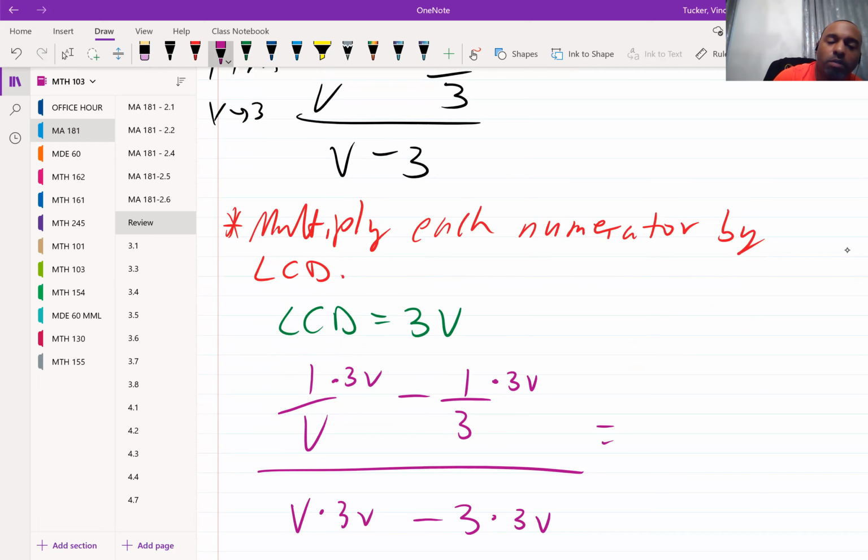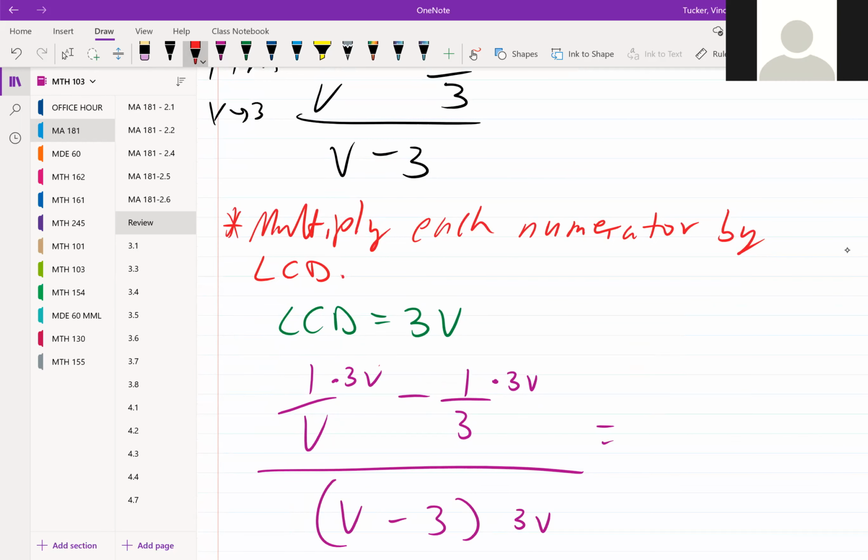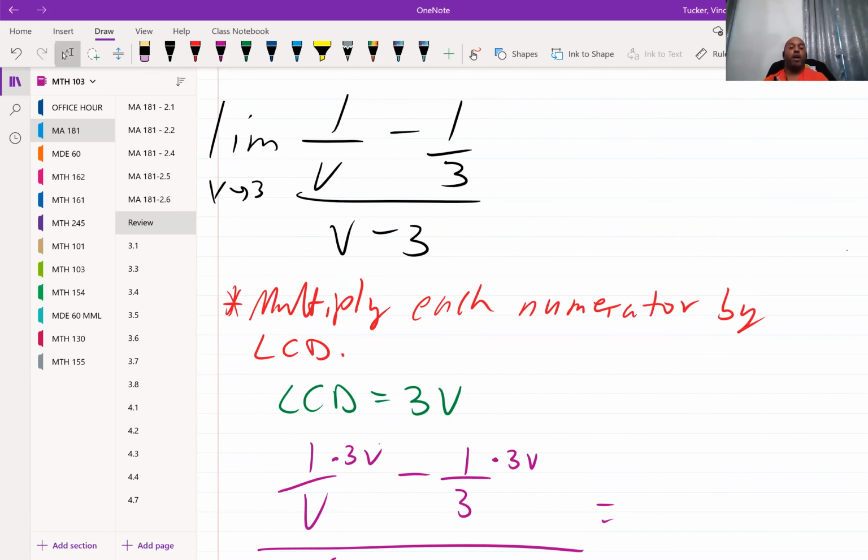Let me see, do I want to... Let me do this. Instead of doing this bottom individually, I'm going to do it like that. Don't need to do that individually. Okay. Mr. Tucker, how would we know what the LCD is? Well, it's about when you look at the denominators that you have. The denominators that we have are 3 and v. You know, this is one solid.